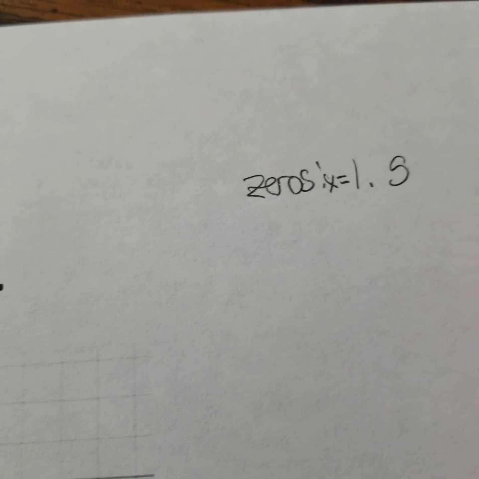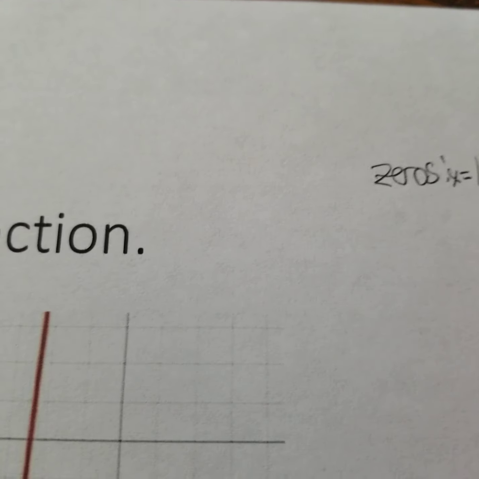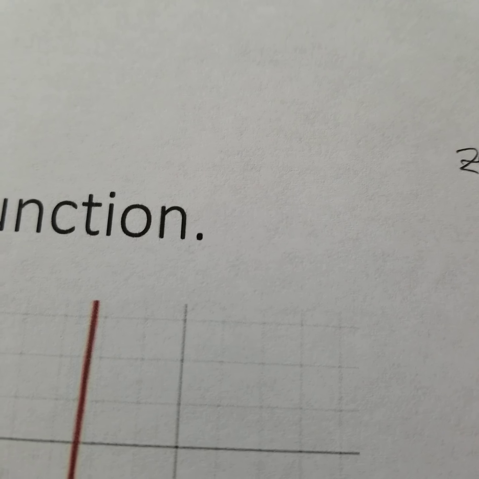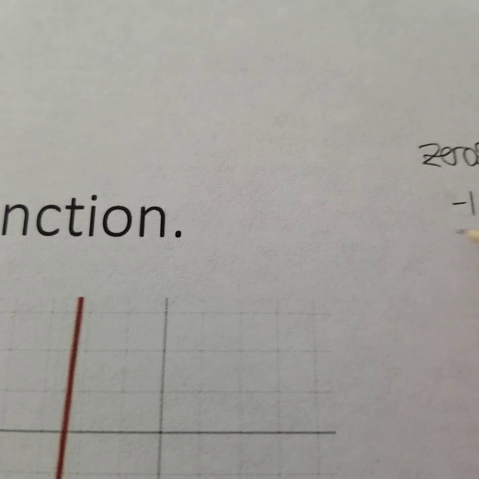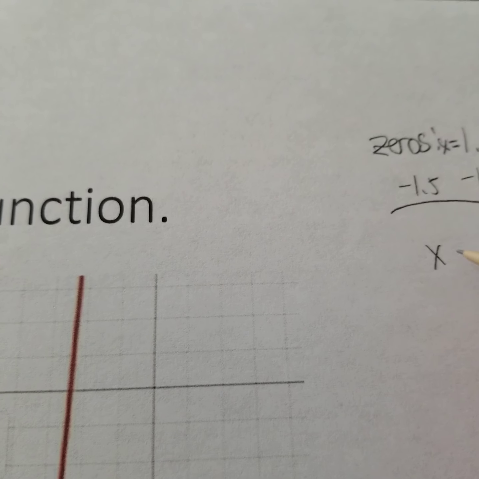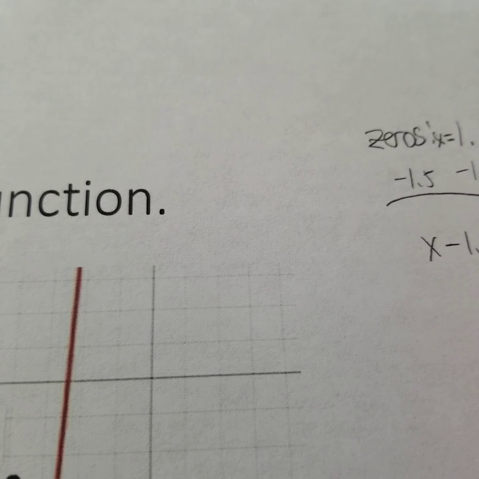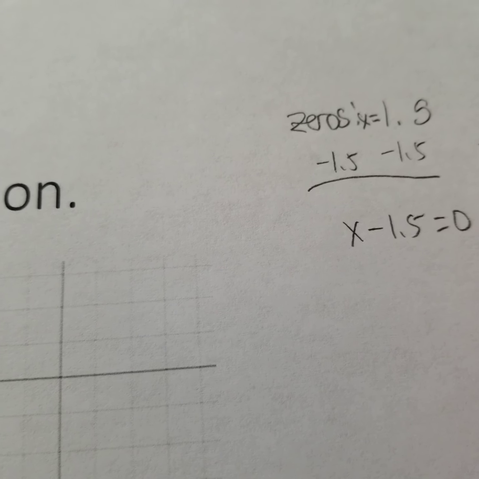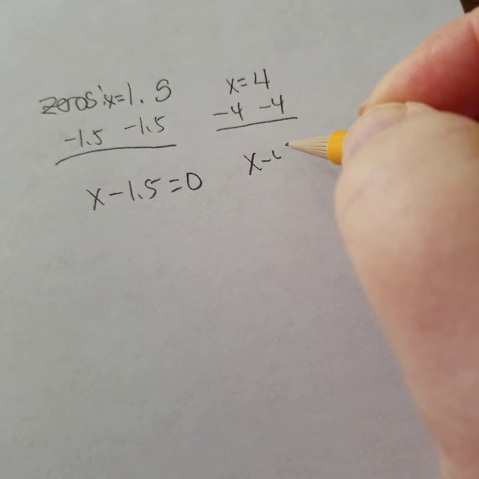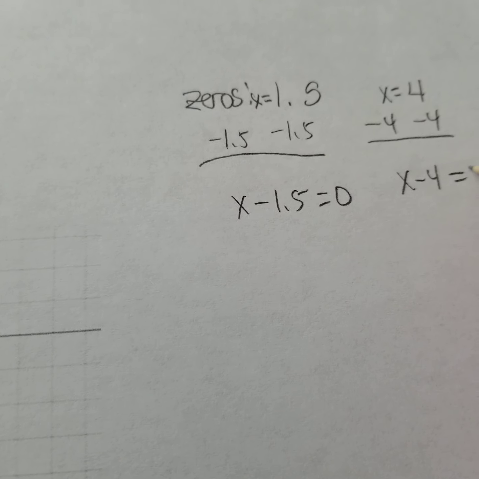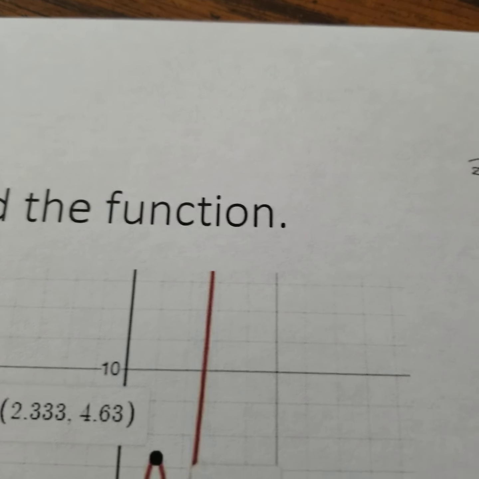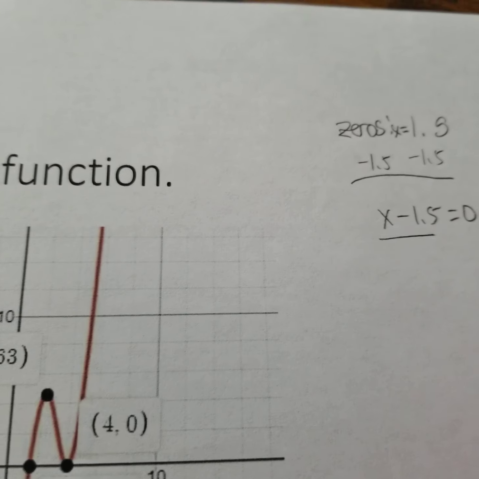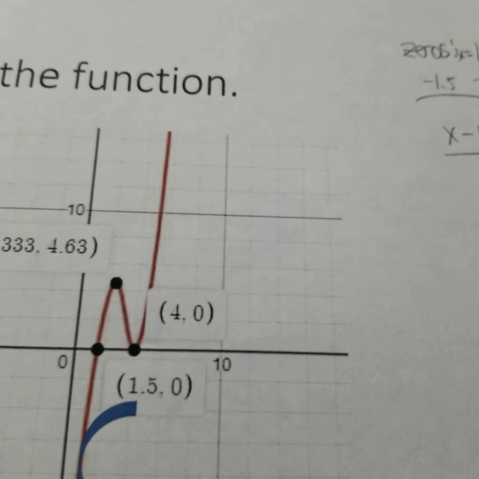And then I'm going to solve for x. I'm going to have them equal to 0. So I'm going to go ahead and subtract 1.5 on both sides, and I get x minus 1.5 equals 0. And over here, I'm going to subtract 4, and I'm going to get x minus 4 equals 0. Underline the x minus 1.5 and x minus 4. Those are my two factors.